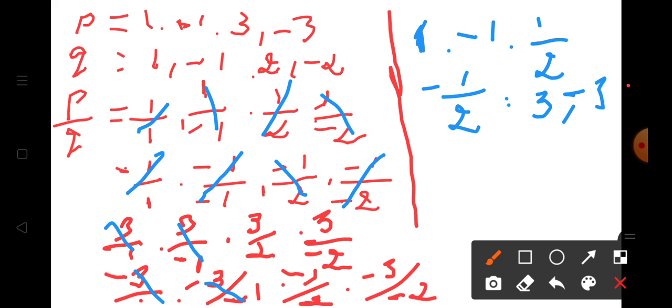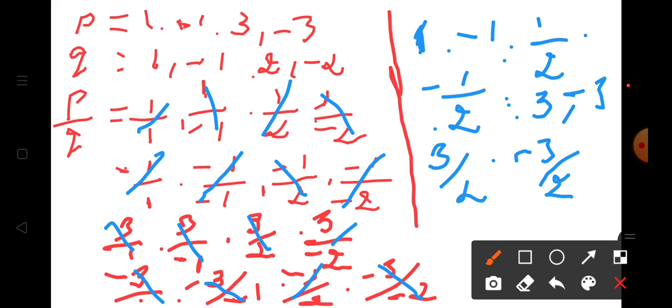Next 3 by 2. Here 3 by 2 and minus 3 by minus 2. So minus cancelled. So we write only 3 by 2. Next 3 by minus 2. That is minus 3 by 2. Here we can write minus 3 by 2. So we write minus 3 by 2. Here P by Q takes 1, 2, 3, 4, 5, 6, 7, 8 values. P by Q takes 8 values.